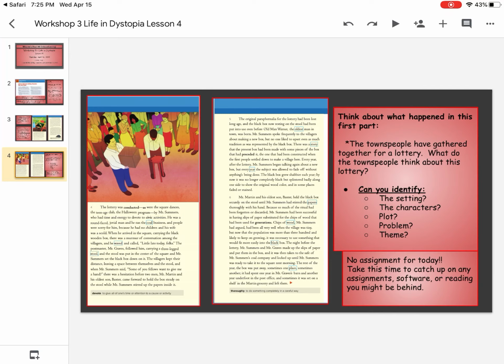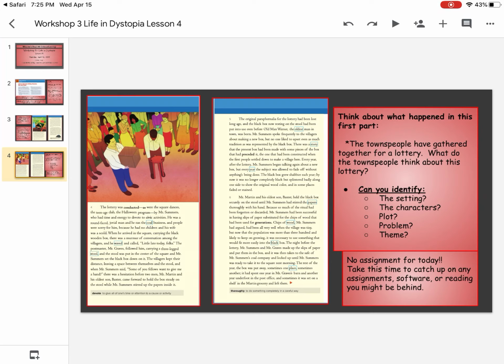Mr. Martin and his oldest son Baxter held the black box securely on the stool until Mr. Summers had stirred the papers thoroughly, which means very carefully and completely, with his hand. Because so much of the ritual had been forgotten or discarded, Mr. Summers had been successful in having slips of paper substituted for the chips of wood that had been used for generations. Chips of wood, Mr. Summers had argued, had been all very well when the village was tiny, but now that the population was more than 300 and likely to keep growing, it was necessary to use something that would fit more easily into the black box.